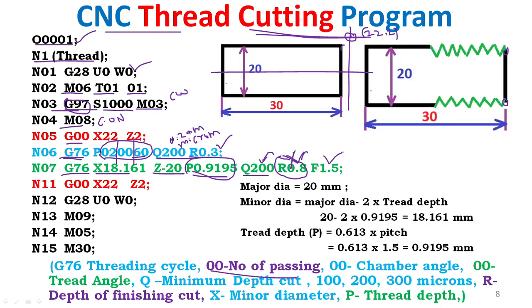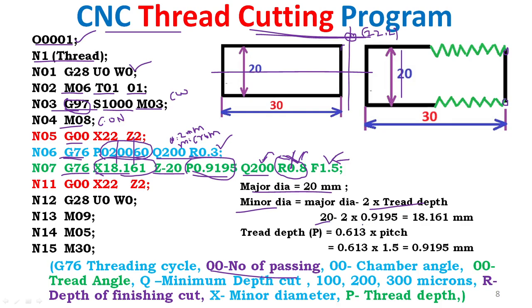F1.5 is the feed rate per revolution. To find the minor diameter of the thread, the major diameter here is 20. Minor diameter is equal to major diameter minus 2 times the thread depth. So the major diameter is 20, and 2 times the thread depth is 0.095.